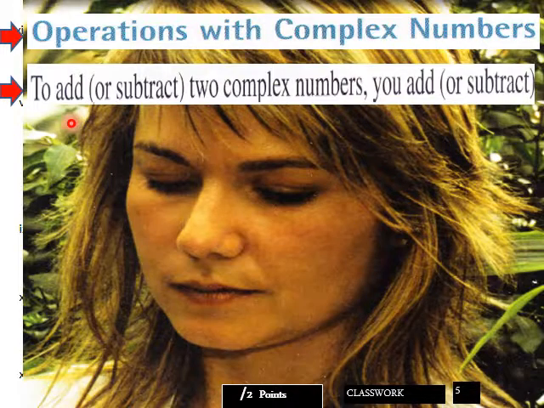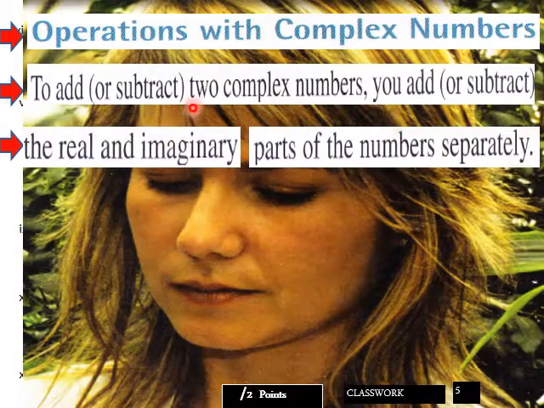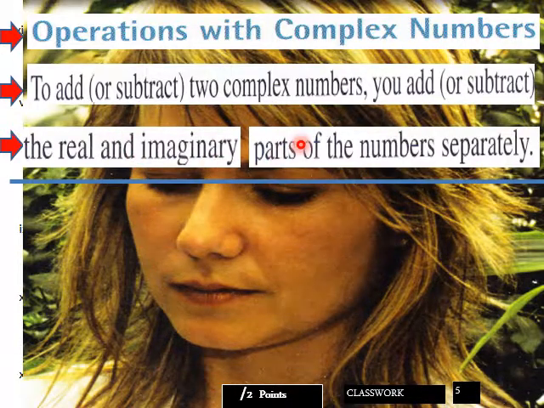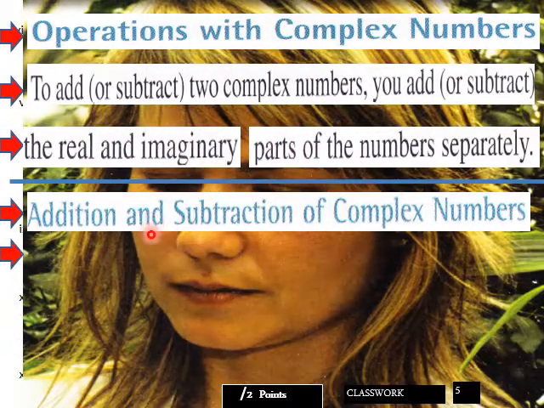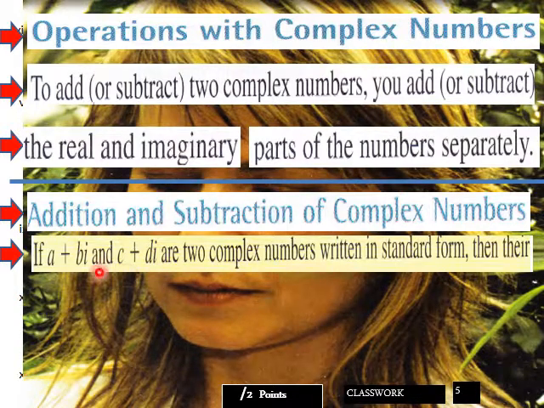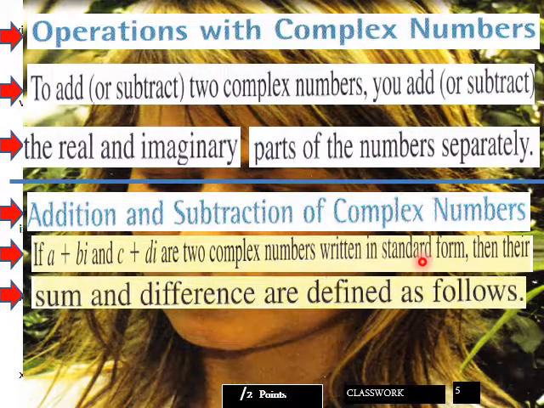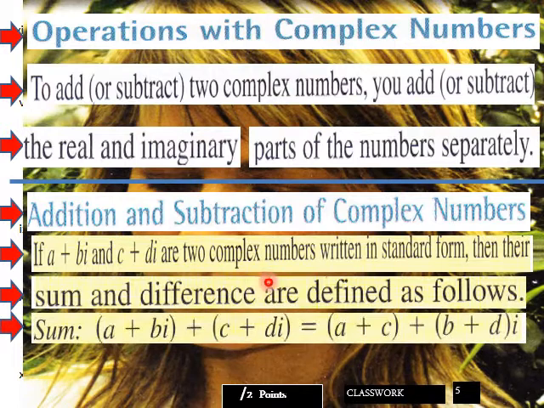Operations with complex numbers. To add or subtract two complex numbers, you add or subtract the real and imaginary parts of the numbers separately. So, like here, a plus bi and c plus di are two complex numbers written in standard form. Then their sum and difference are defined as follows. The sum, a plus bi plus c plus di, equals a plus c. So we add by grouping here, plus b plus d multiplied by i.